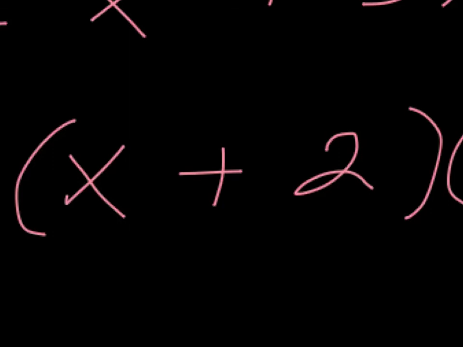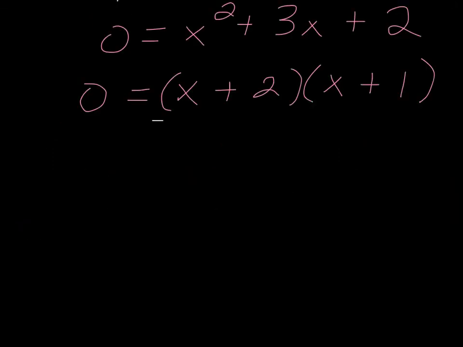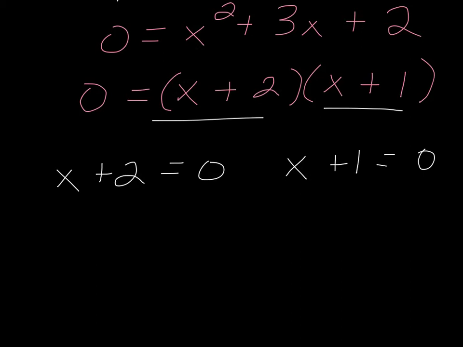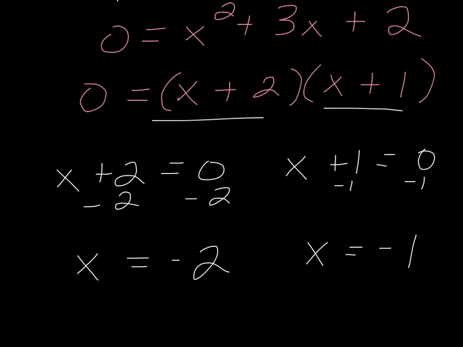Now I'm not quite done because now I need to set each of these expressions equal to 0. Okay, because x plus 2 could equal 0, or x plus 1 equals 0, or both. So when I solve for x on this one, I get x equals negative 2, and if I solve for x on my second equation, I get x is equal to negative 1.